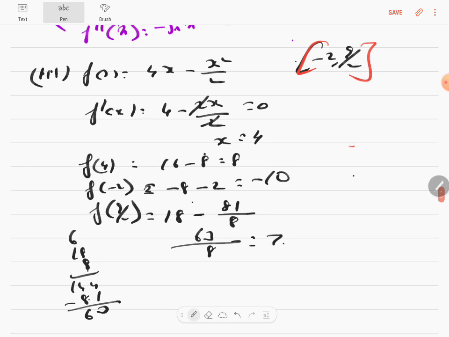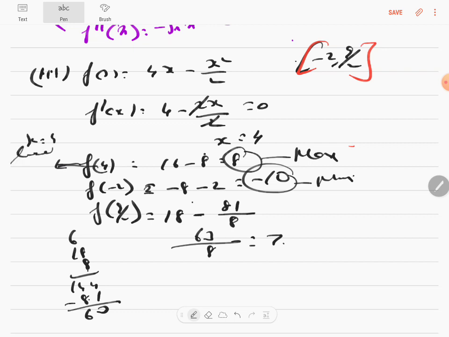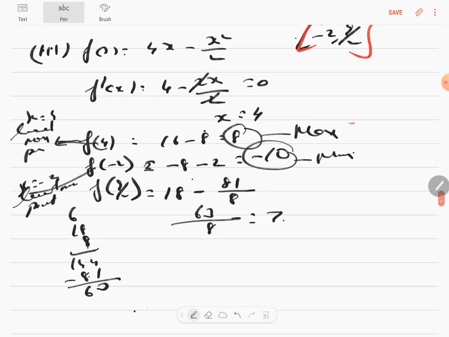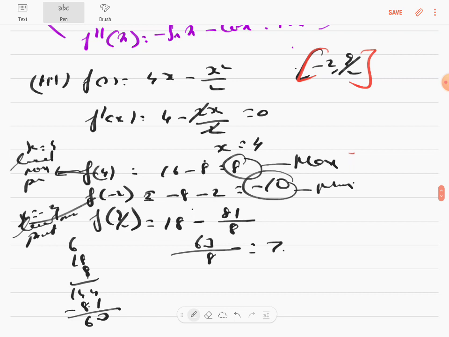Therefore, definitely 8 is my maxima, correct? And minus 10 is my minima. So x is equal to 4 is my local maximum point, and x is equal to minus 2 is my local minimum point. If I made any calculation mistake, you can verify. You always must check your book back answers, because I'm not verifying them, but most probably I'm not making any mistake. You're all verifying what I'm doing, so it's correct.